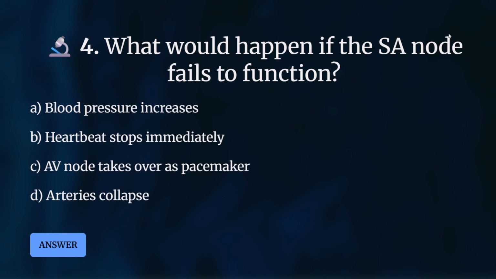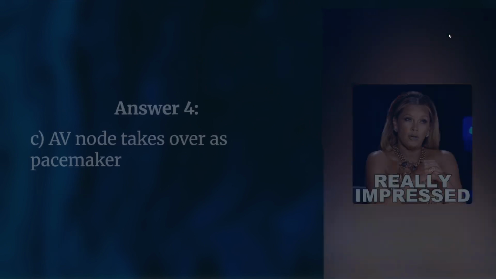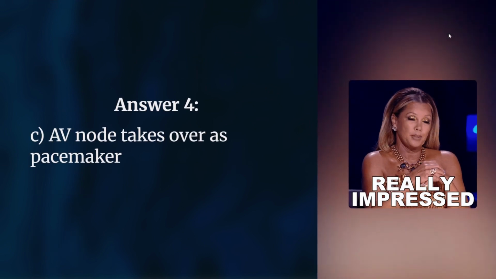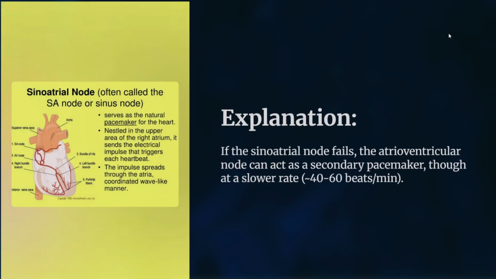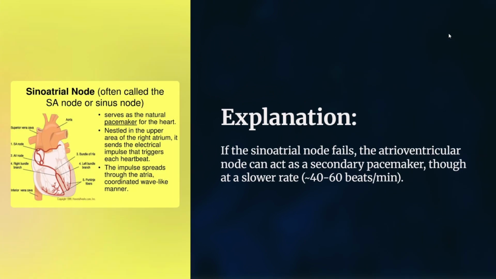Let's see question number 4. What would happen if the SA node fails to function? Options are A. The blood pressure increases, B. The heartbeat stops immediately, C. The AV node takes over as the pacemaker, or D. The arteries will collapse? And the correct answer is the AV node takes over as the pacemaker. If the sinoatrial node fails, the atrioventricular node can act as a secondary pacemaker, though at a slower rate of around 40 to 60 beats per minute.